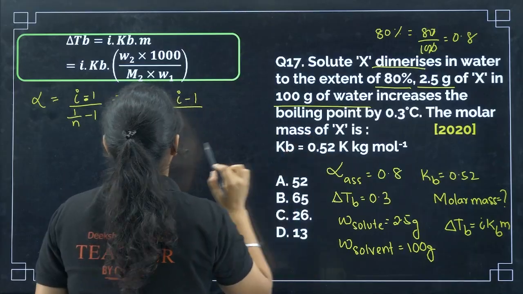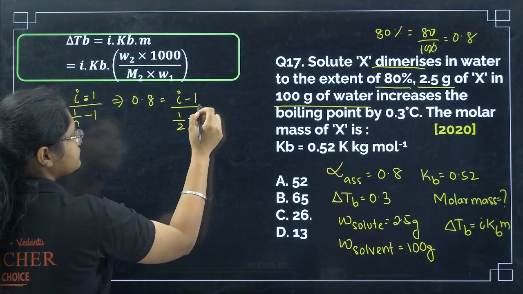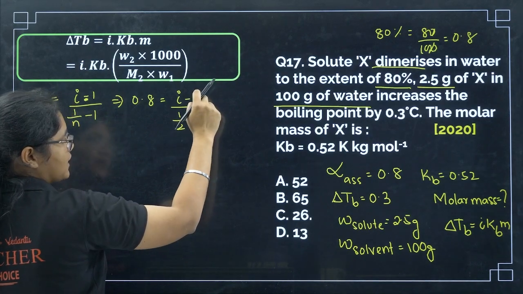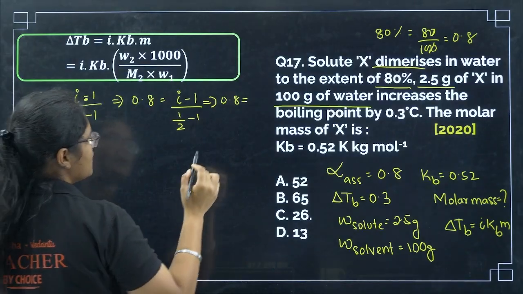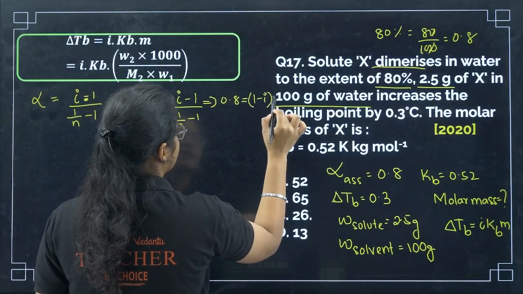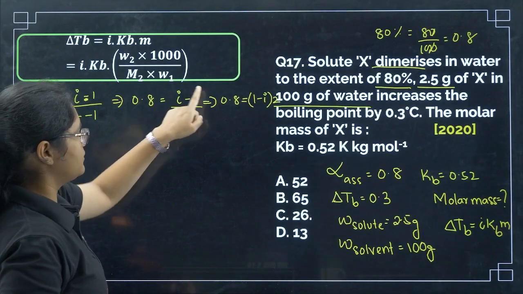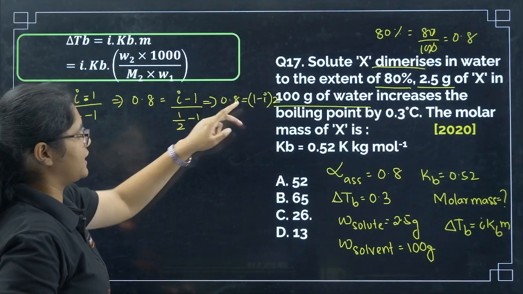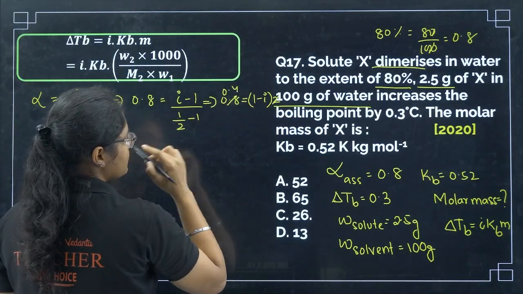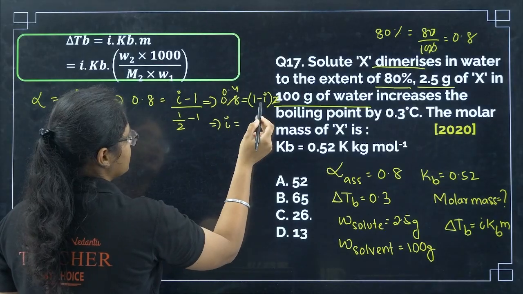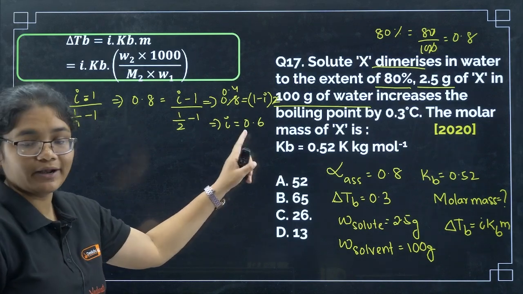Dimerization means n value will be 2. So 1 by 2 minus 1, so this is minus 1 by 2 here. That means it goes up here. So I can have now 0.8 is equal to 1 minus i into 2. I just hope you understand this one. This will come minus 1 by 2, minus goes up, so minus multiplies inside, it becomes 1 minus i, and this 2 goes up. So I can have 0.4 here, right? So now i value will be equal to 0.6. I have i value 0.6 now.